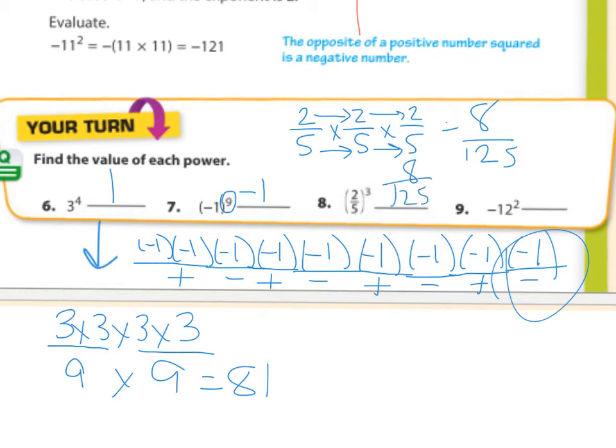And then this last one, notice how different it is from number 7. On number 7, the negative 1 was in parentheses, but on number 9, the negative 12 is not in parentheses. So that means the opposite of 12 times 12. So 12 times 12 is 144, and the opposite of that is negative 144.